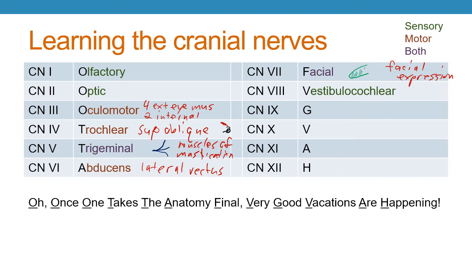That's supposed to be a tongue. That's a horrible drawing. Okay. The sense of taste from the front 2/3 of the tongue.